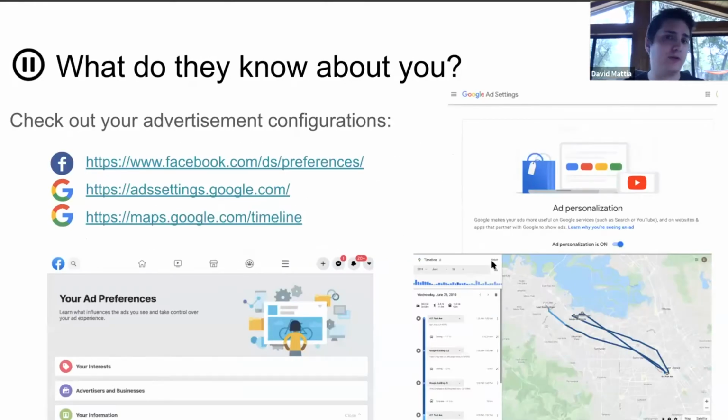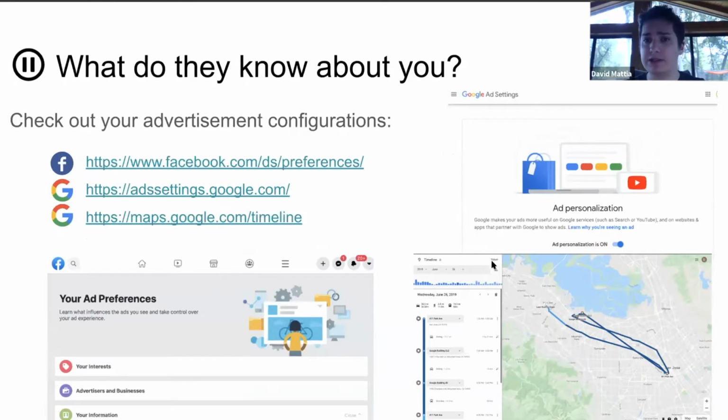So that brings up a good question of what do they actually know about you? Now, while not everything they know about you is used in their targeted advertisements, they do expose a lot of what they know, and it's good to understand what these companies collect by visiting one of these first two links. They're for Facebook and Google respectively. These are links that I encourage you to use after this talk is done. But they show you your controls.